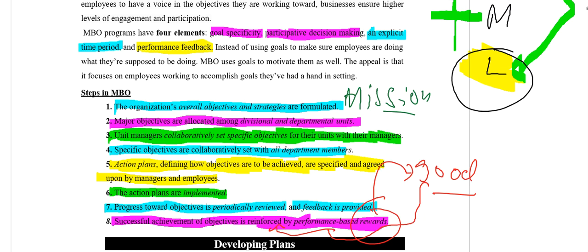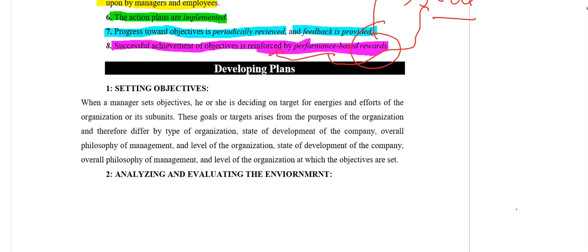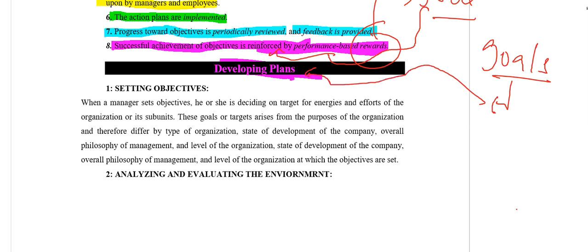So now we will move to our next topic, and the next topic is developing plans. As we know, first we set the goals, and after setting the goals, we develop plans to achieve the goals. So let's discuss the steps in setting the plans. First of all, we set the objectives. Objectives are basically the goals. Then we analyze and evaluate the environment.